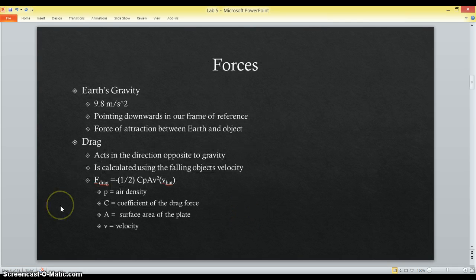There are two primary forces in this lab, Earth's gravity and drag. Earth's gravity is 9.8 meters per second squared, and it points downward in our particular frame of reference. It is a force of attraction between Earth and the object. Drag, on the other hand, acts in the opposite direction to gravity.